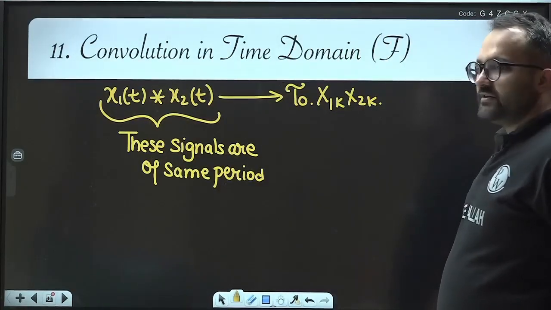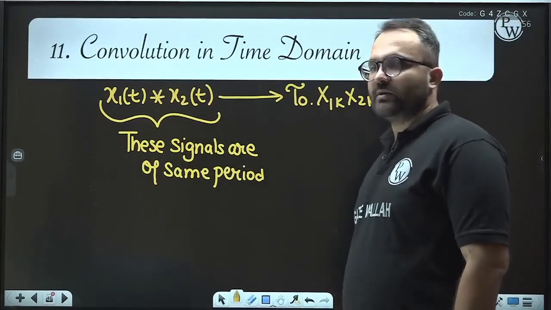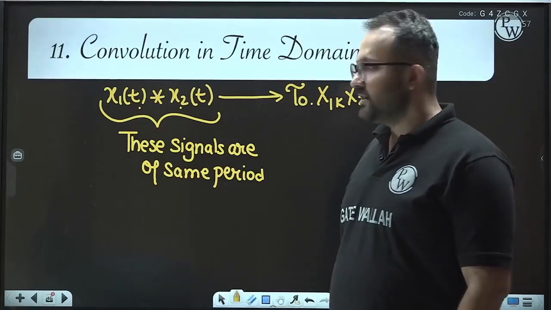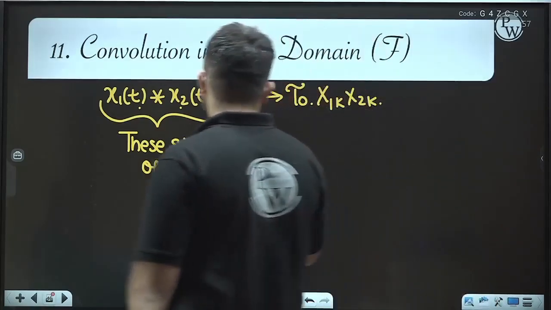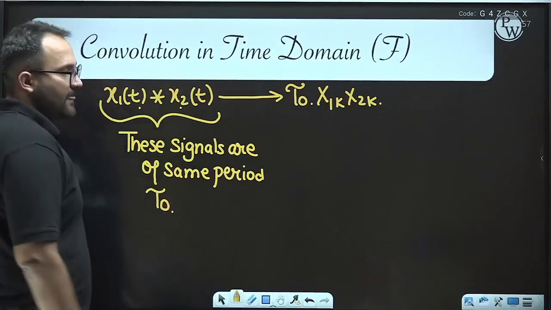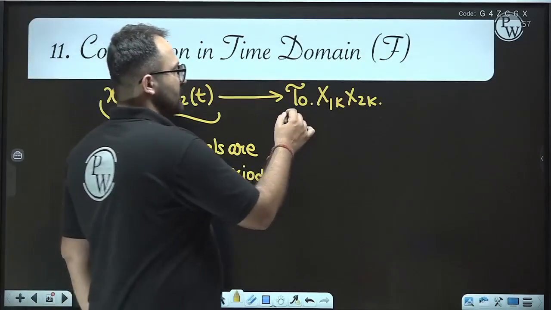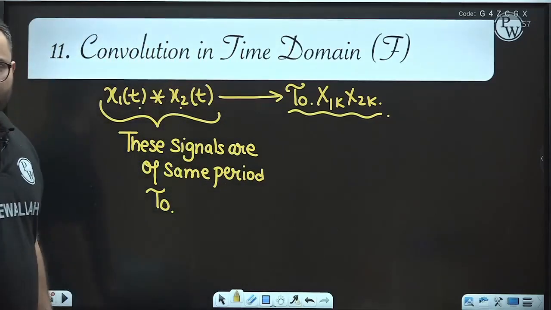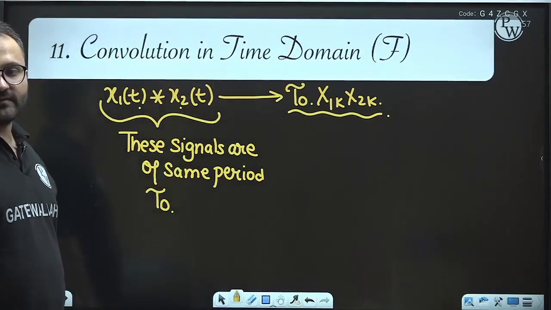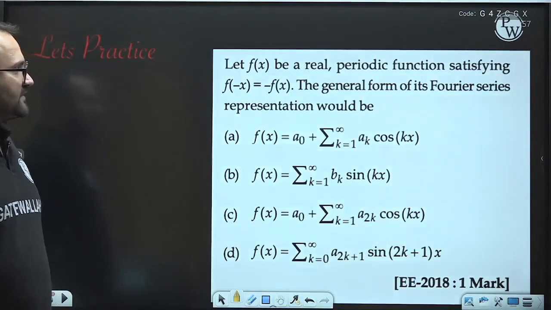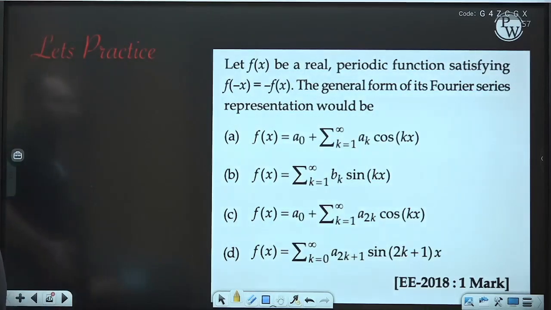Next, convolution in time domain. Convolution in time domain means we convolve the two signals which are periodic, and they must be periodic. These signals are of the same period, that is T0. Then the Fourier series is T0 x1[k] x2[k], multiplication in frequency domain. So these are all the properties that we have to do. Now let's see a few questions.